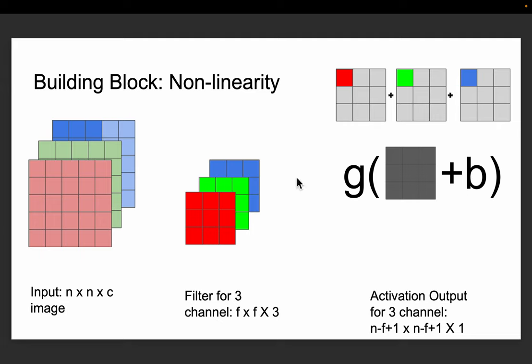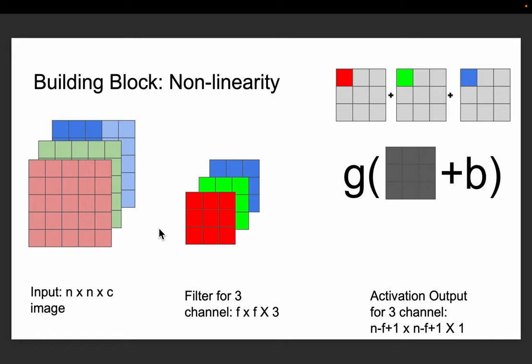Right, so let me repeat. You start with an image which is C channels, N cross N. You apply a filter which is F cross F cross C channels. For each individual channel, you get an N minus F plus 1 cross N minus F plus 1 image. You add the 3 images. You get an N minus F plus 1 cross N minus F plus 1 sized image.